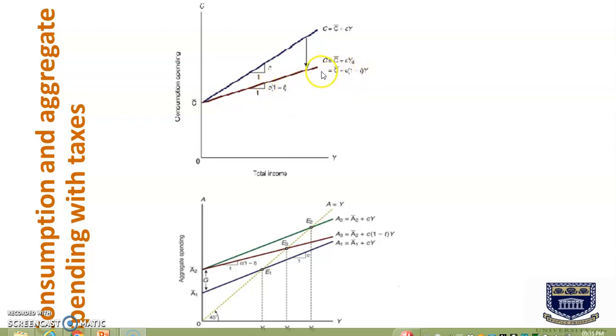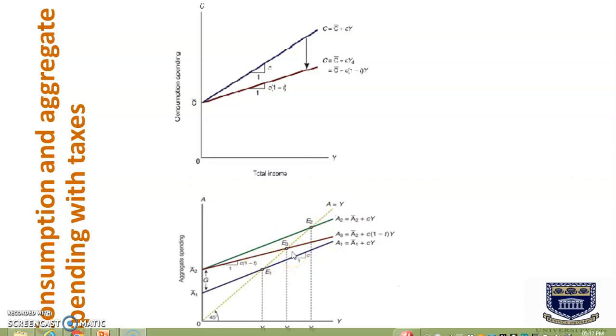And now our consumption function is C is equal to C bar, our autonomous consumption, plus our marginal propensity to consume multiplied by, in brackets, (1 minus T)Y. Our next step is to include the government sector as a whole and to see the impact of both taxes and government spending on the equilibrium level of income. Graphically, the effect of the introduction of the government sector can be illustrated in this figure below.